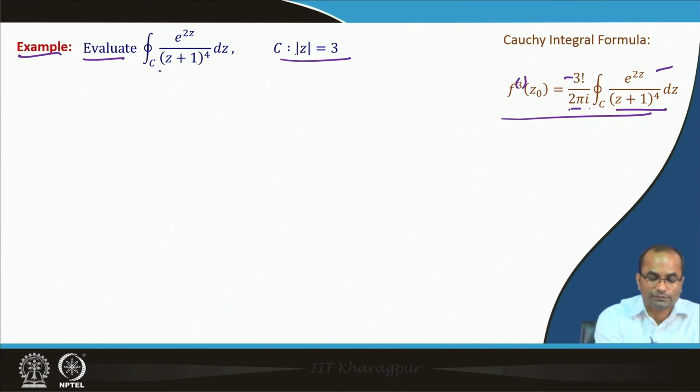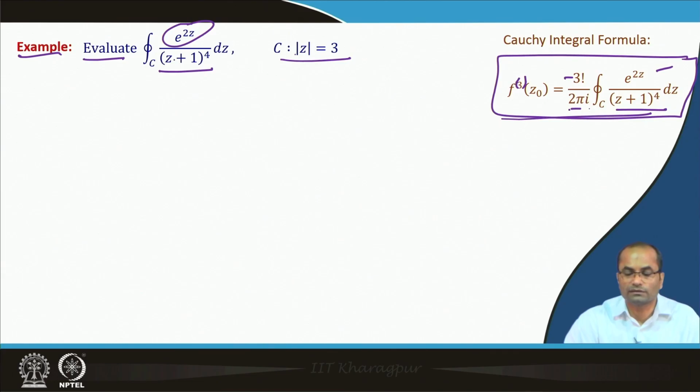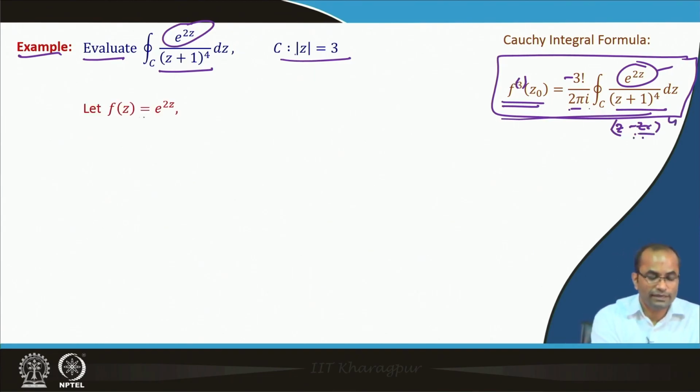So, this is exactly (z plus 1) power 4 here, and this is our f(z). So, with this formula we see the connection to this integral, and now we can proceed taking this f(z) as e power 2z and its third derivative when we evaluate at this z naught point. So, we will get exactly the result of this. So, here this is (z minus z0) power 4. So, z0 is minus 1, and we can evaluate the derivative.